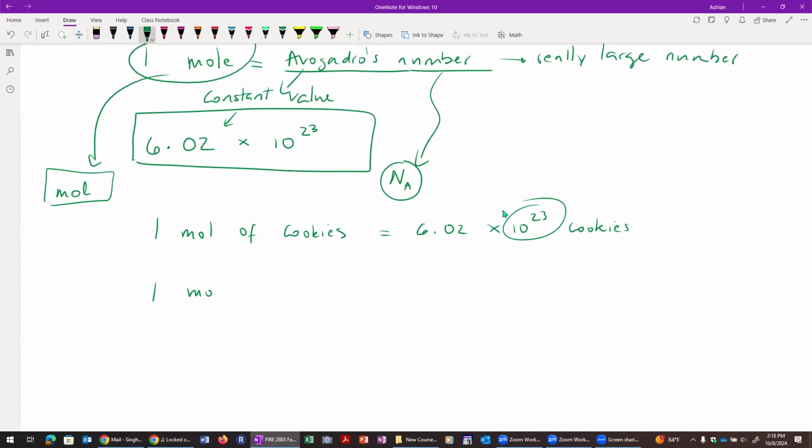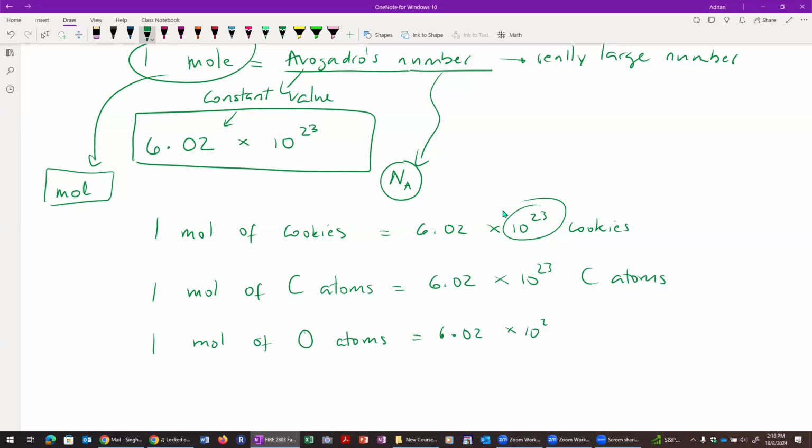So if I have a mole of, let's say, carbon atoms, guess how many carbon atoms I have? I have Avogadro's number of those carbon atoms, which is 6.02 times 10 to the 23 carbon atoms. And similarly, if I have a mole of, let's say, oxygen, insert your favorite atom in here, we have the same number of those atoms, 6.02 times 10 to the 23. In this case, it would be oxygen atoms. So a mole of anything is equal to Avogadro's number of that thing. We can apply it to atoms.